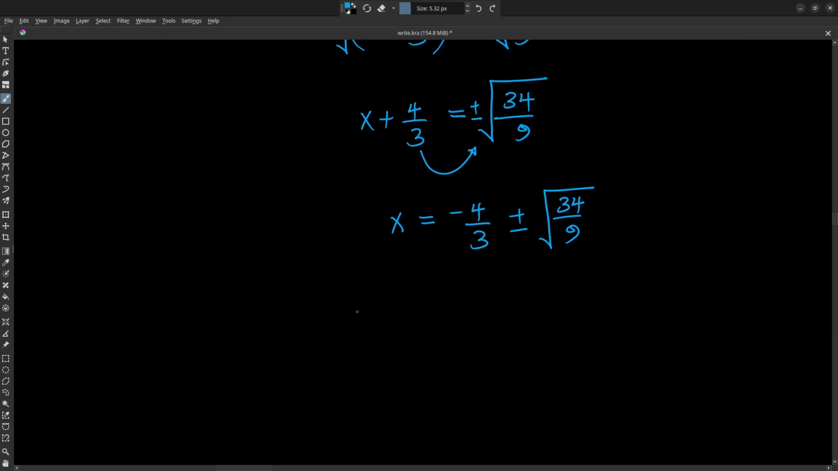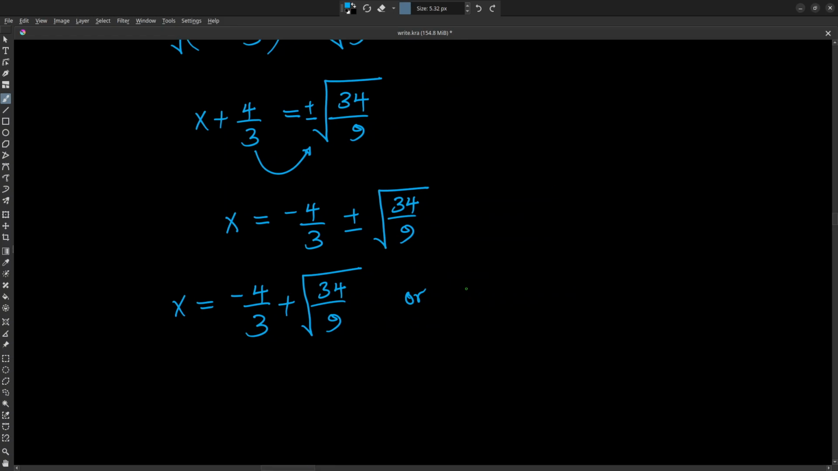Okay, so x is either equal to negative 4 out of 3 plus the square root of 34 out of 9, or x is equal to negative 4 out of 3 minus the square root of 34 out of 9.